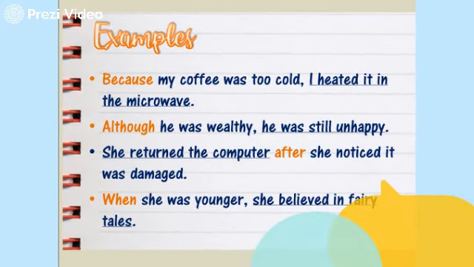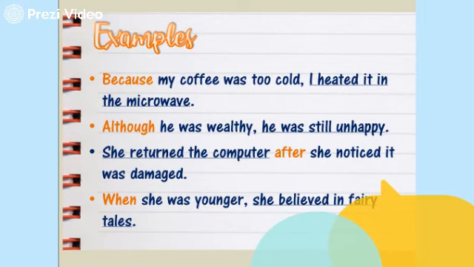There are some examples so you can understand how to use them in a sentence. "Because my coffee was too cold, I hit it in the microwave." The part that is underlined is the independent clause. "Although he was wealthy," that is the dependent clause, it doesn't make any sense. We need more information: "He was still unhappy."